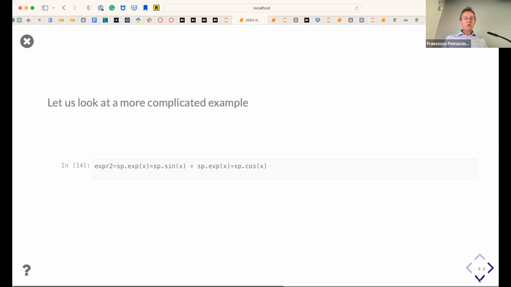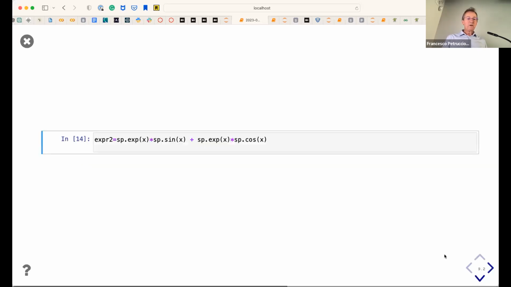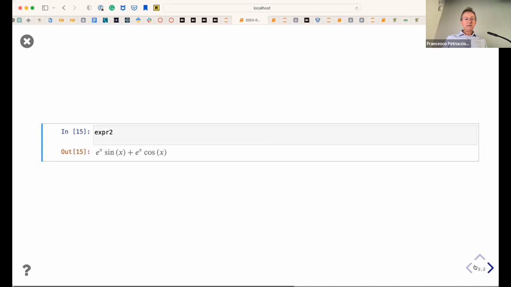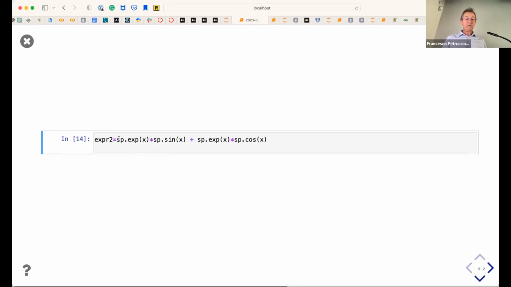And then we had a little bit more complicated example. Did I print it out? The expression 2 was e to the power of x times sine x plus e to the power of x times cos x, and that was very simple: sp.exp x times sp.sin x plus sp.exp x times sp.cos x.